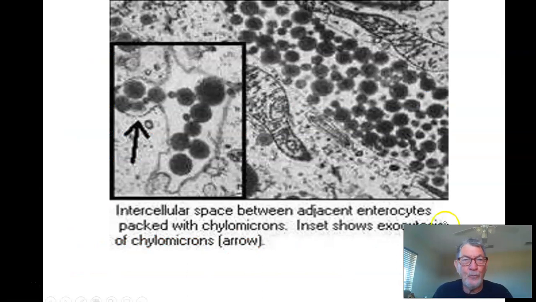Here we have a picture of it. Here's a cell. It's releasing chylomicrons by exocytosis. It's now out in the interstitial fluid. It gets pulled into the lymphatic capillaries, enters the lymph system, and works its way all the way up to the upper body where it's dumped into the general circulation up there.